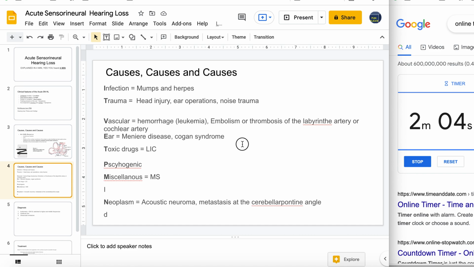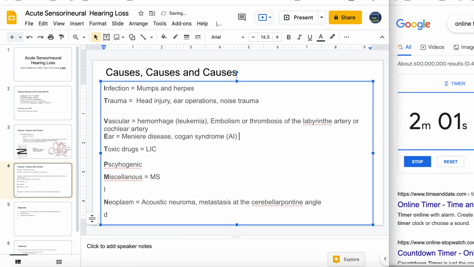Ear disease is Meniere's disease. Cogan's disease is basically, remember, an autoimmune disease attacking your ear.